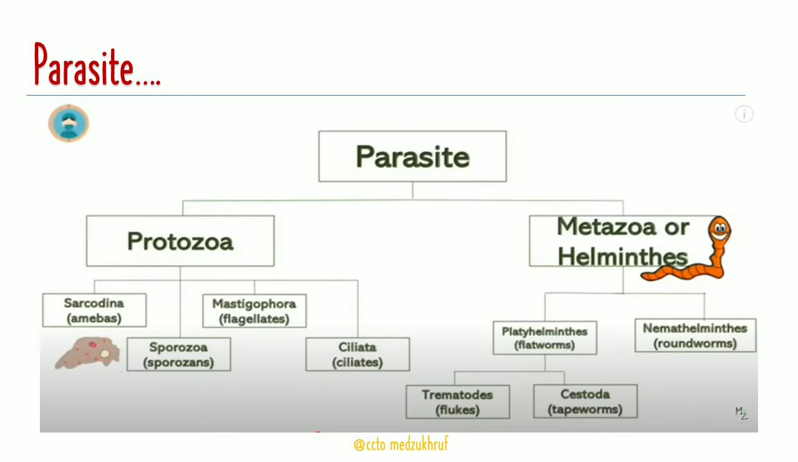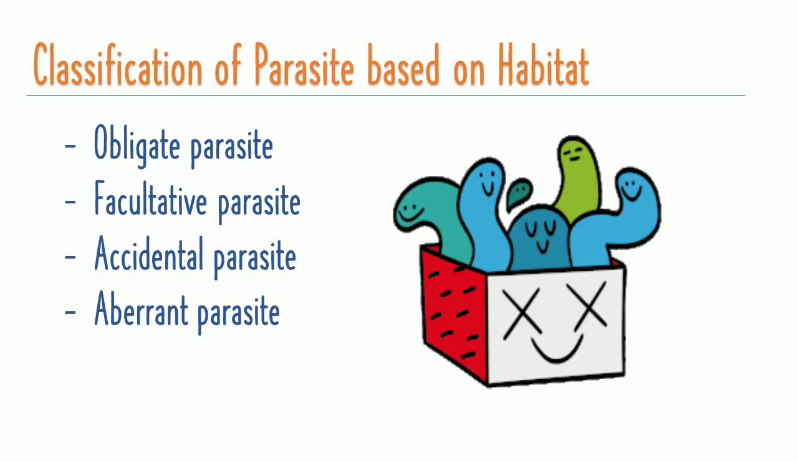Protozoa are further classified into Sarcodina, Mastigophora, Sporozoa, and Ciliata. Metazoa or helminths are further classified into flatworms and roundworms. Flatworms can be subdivided into classes, like trematodes and cestodes. Classification of parasites based on habitat: obligate parasite, facultative parasite, accidental parasite, and aberrant parasite.